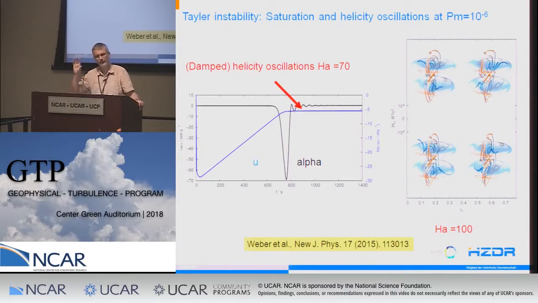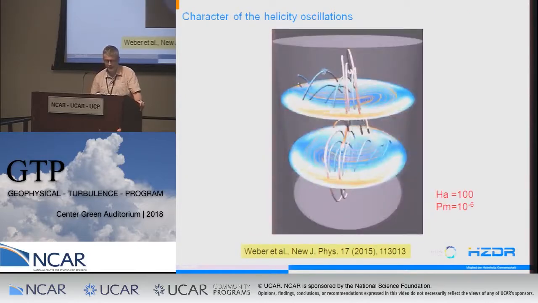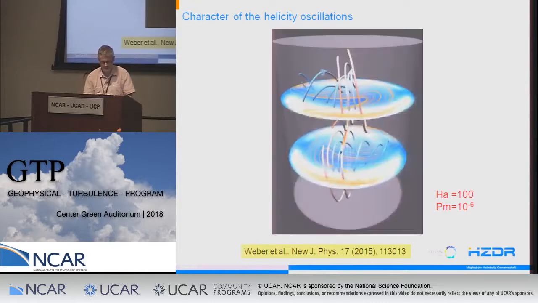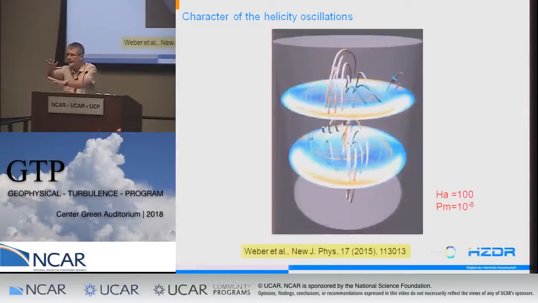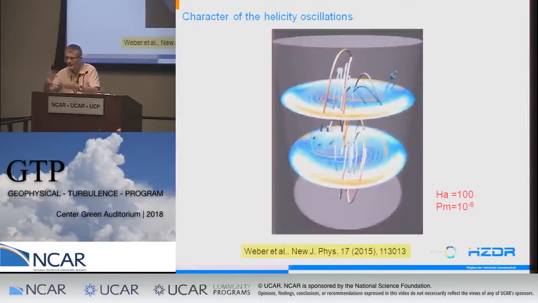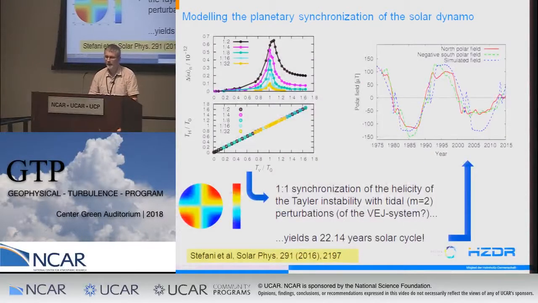When dealing with a Tayler instability, we were working always in the low Pm limit, and what we observed was a funny tendency of the Tayler instability to develop oscillations of the alpha effect. And I would like to show you a little video which shows you the physical character. Sorry for the gap here in the video. So you have a Tayler instability like this, and these helicity oscillations correspond to a sort of tilting, and this is an intrinsic process. Well, what is it good for?